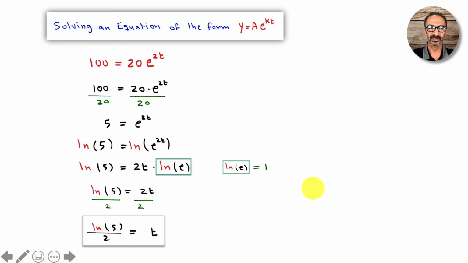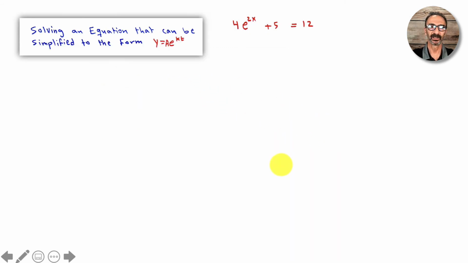Let's take another example. Pretty much almost the same, except I have one more term in the way, which is the 5. We need e to the 2x by itself. I need to get rid of the 5. I need to get rid of the 4. We are going backwards, so we get rid of the outside number first. Addition first, then multiplication, because we're going backwards. It's not the same as order of operations, but it's the other way around.